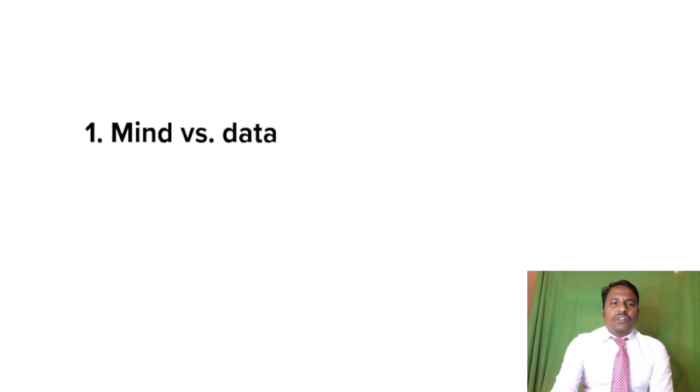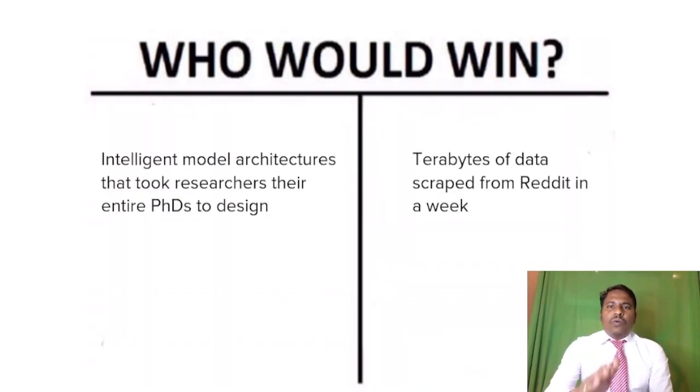The first one is the mind versus data. So let's see who is going to win. Is it the mind or data? On the mind side, it's intelligent model architectures that took researchers their entire PhD to design. Whereas on the other side, it's terabytes of data scraped from Reddit in a week, like that. It could be terabytes of data.